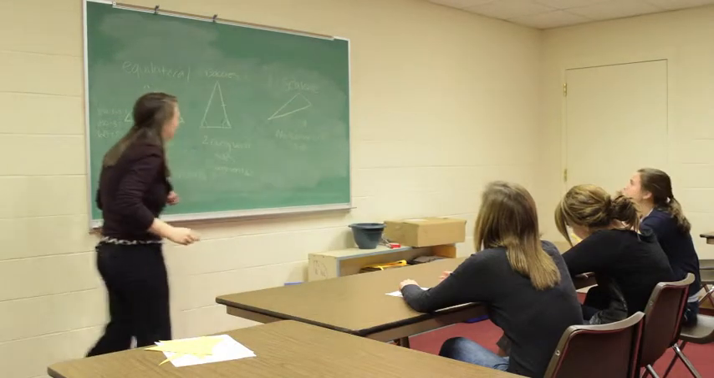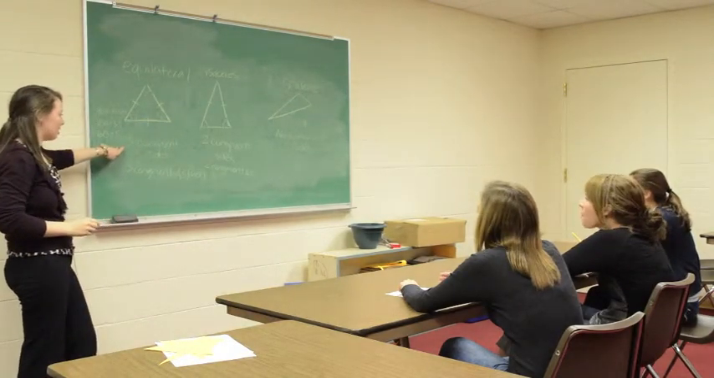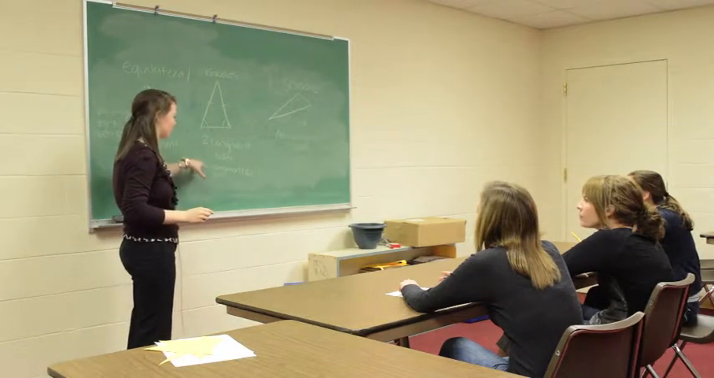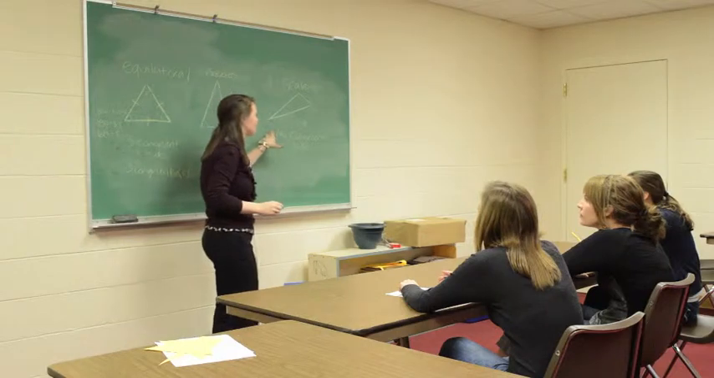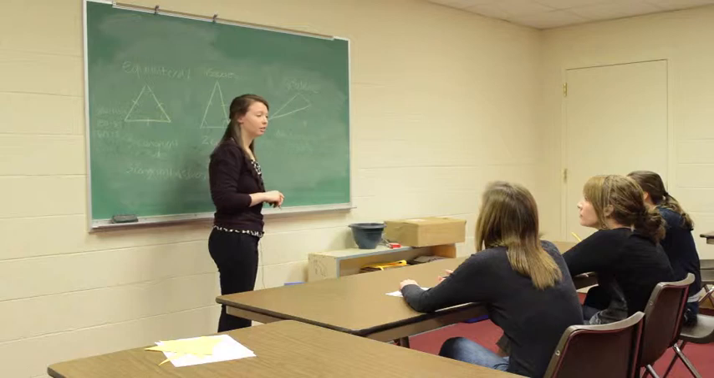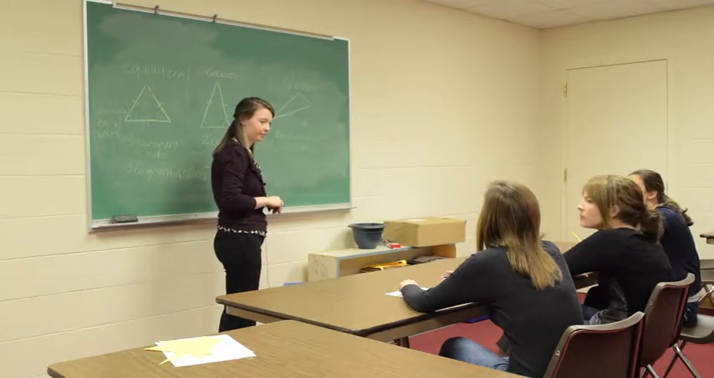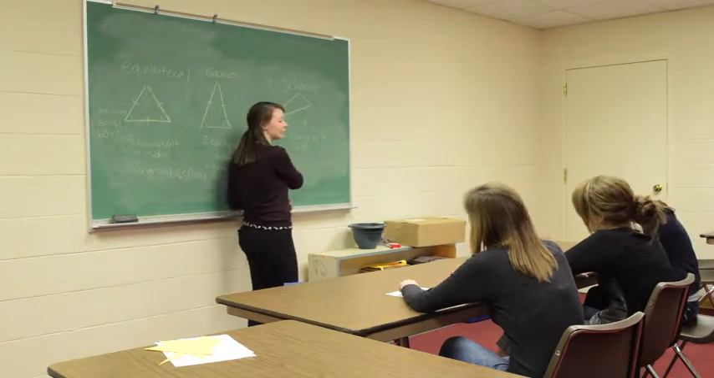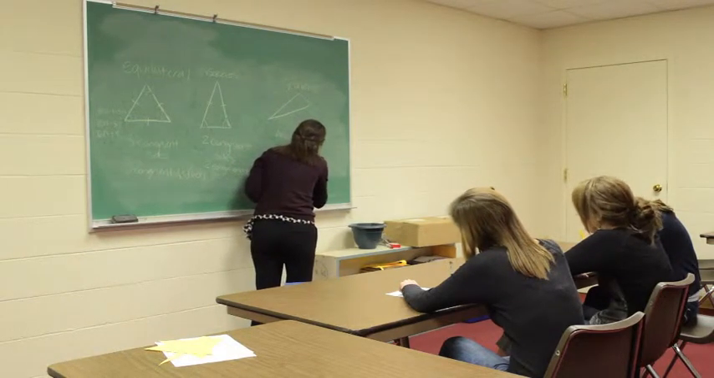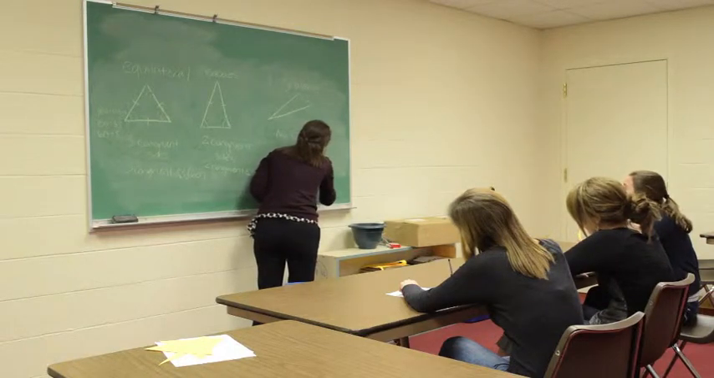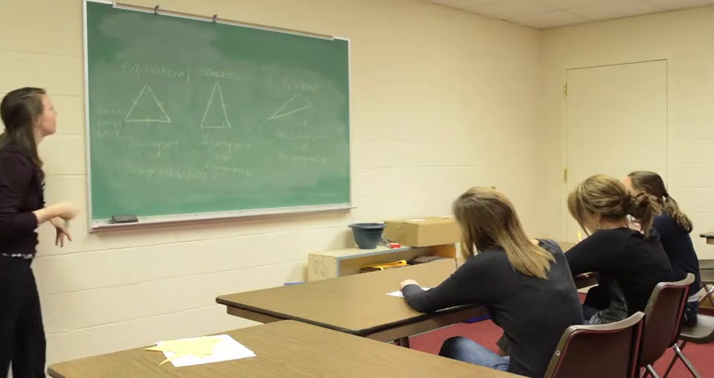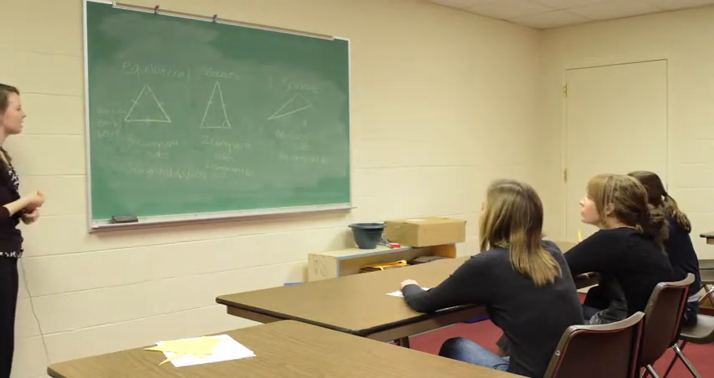So, looking back, given what we know that equilateral triangles have three congruent sides and three congruent angles, isosceles triangles have two congruent sides and two congruent angles, and scalene triangles have no congruent sides, what can we infer about the interior angles of a scalene triangle? None of the angles are congruent. Very good, Sarah. Scalene triangles have no congruent sides and no congruent angles. So this is another method of classifying triangles based on their side length.